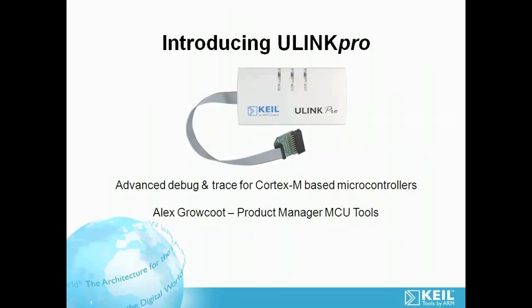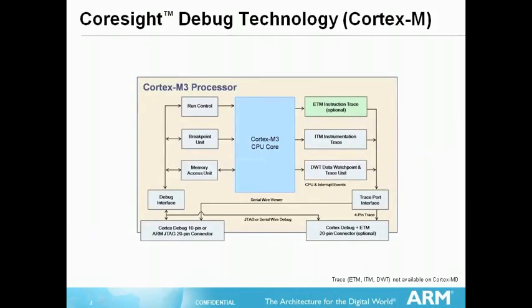Before we examine ULINKpro in more detail, let's take a quick look at the Cortex-M class devices that it's been designed to work with. All Cortex-M class processors include the new CoreSight debug architecture. More details of this are available from the Keil website. This diagram shows an example of the Cortex-M3 and highlights the CoreSight components that ULINKpro uses to provide debug and trace functionality. Debug logic on the core includes standard run, stop and step control.